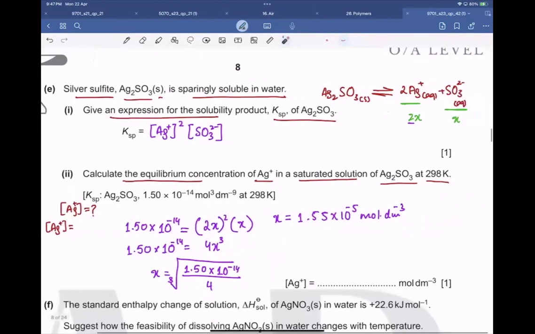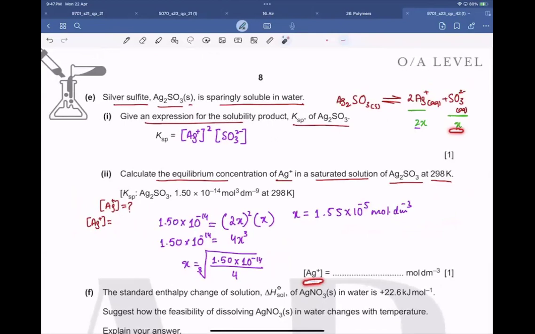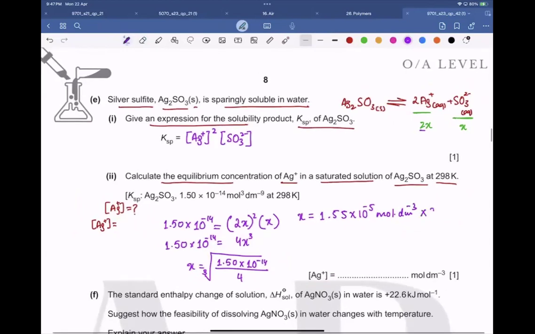So these are the moles of x. It means this is the concentration of sulfide, and they are asking you to find the concentration of silver. So the concentration of silver would be twice x, so I'm going to multiply it by 2 to get the concentration of silver ions. Is this understandable to all of you? Can anyone calculate this and tell me the answer, please? Okay. Thank you, Shrey. 3.11 exponent minus 5 mole per dm cubed.